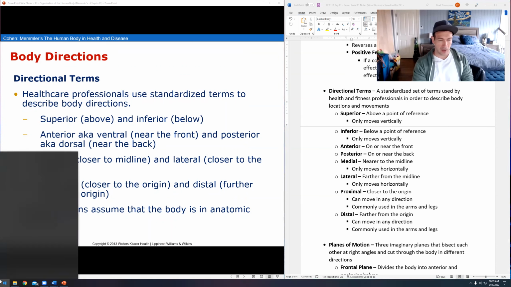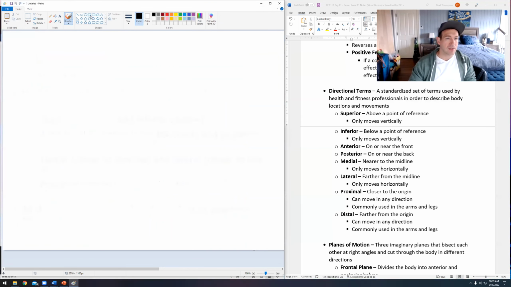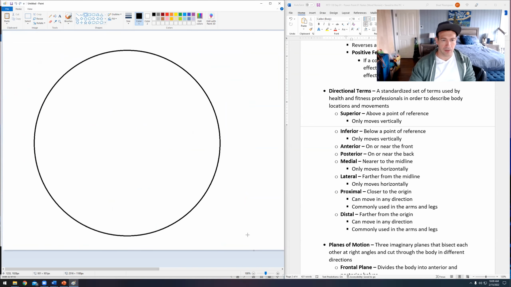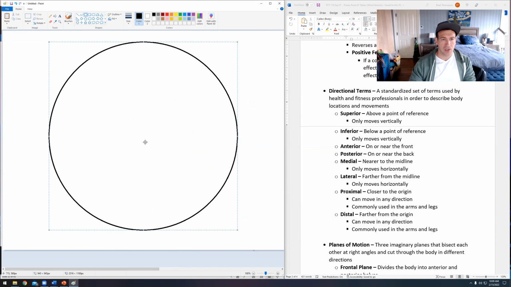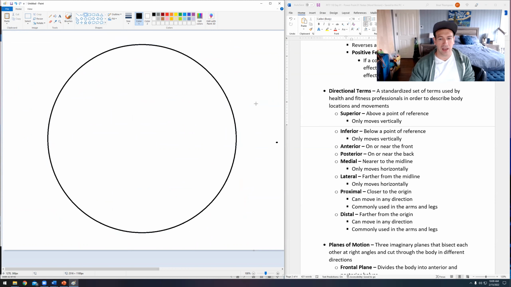If we go to Paint here, I'm just going to draw a big circle. This is sort of how we want to think of the body here. Let's just say we've got the middle of the circle here.